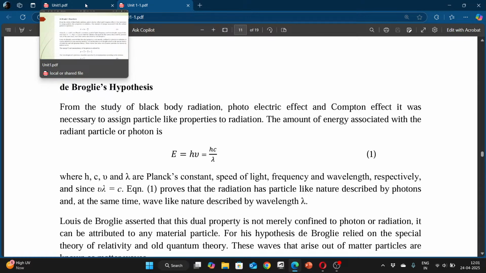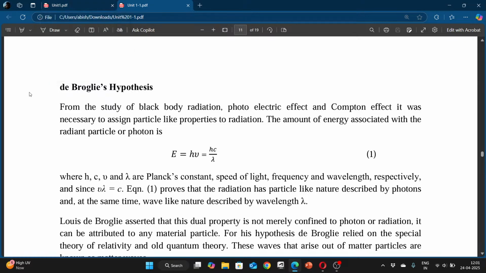The de Broglie hypothesis. Let's complete this. After this, we are going on to question answers. Okay. So, the de Broglie hypothesis. From the study of the black body radiation, photoelectric effect, and Compton effect, it was necessary to assign the particle-like properties to radiation.